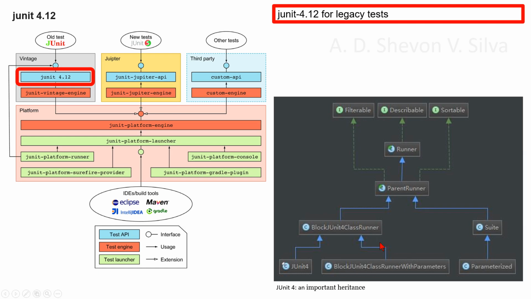The class BlockJUnit4ClassRunner in org.junit.runners implements the JUnit 4 standard test case class model as defined by the annotations in the org.junit package. Many users will never notice this class. It is now the default test class runner, but it should have exactly the same behavior as the old test runner, JUnit4ClassRunner.